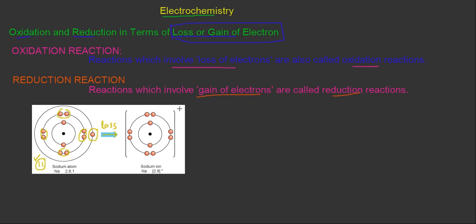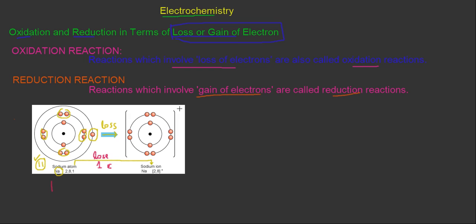It means that the sodium atom is now converted into what? It is converted into a sodium ion. So the sodium atom is converted into a sodium ion with the loss of an electron. It has lost 1 electron and is converted into a sodium ion. So this is known as an oxidation reaction.